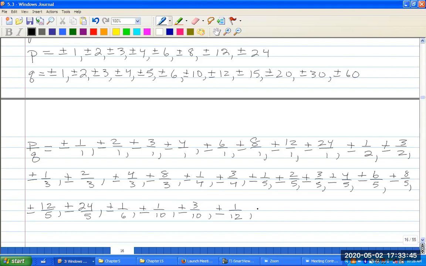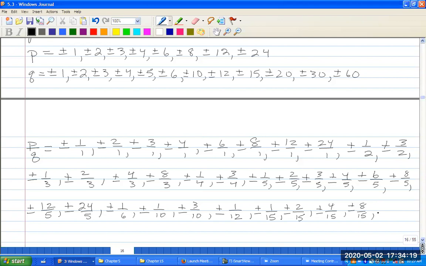Let's do 1 over 15. 2 over 15. Don't need 3 over 15, 4 over 15. 6 over 15 has a factor. 8 over 15. 12 over 15 and 24 over 15 have a factor.